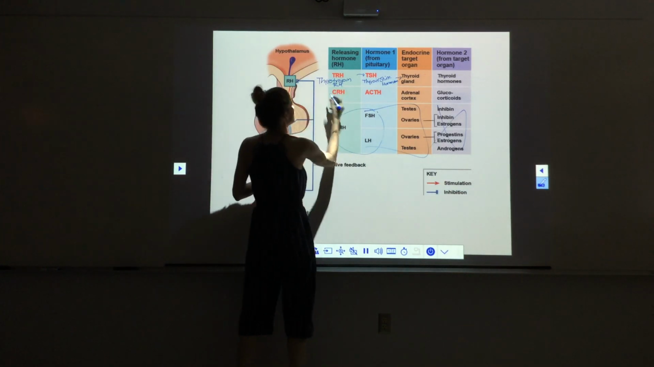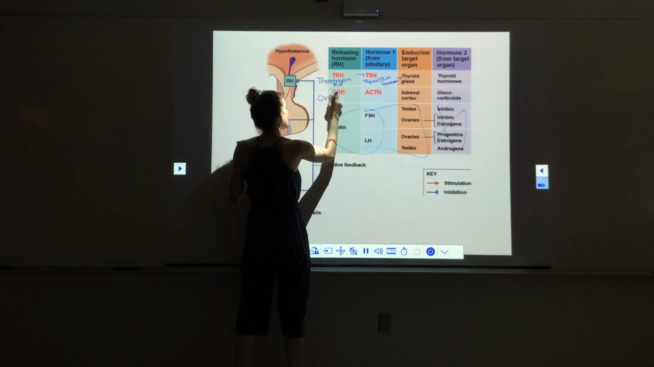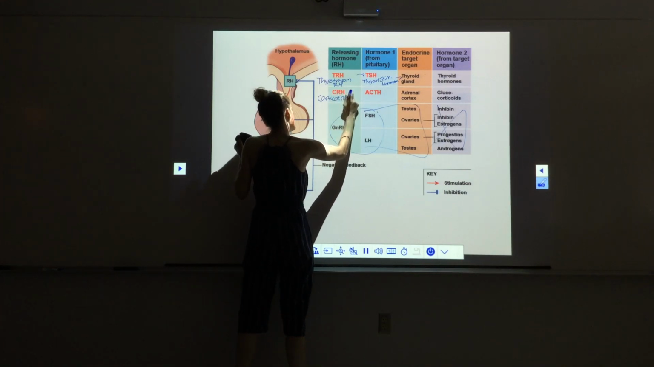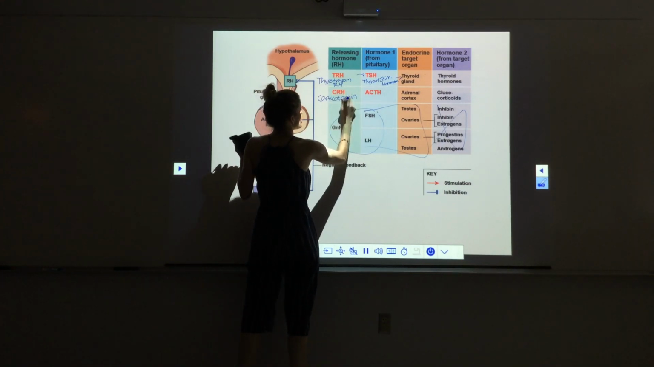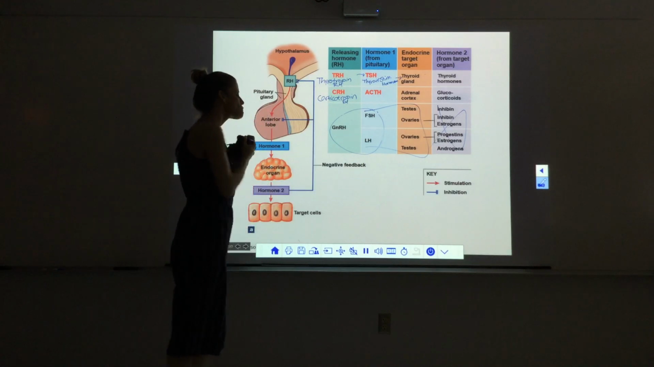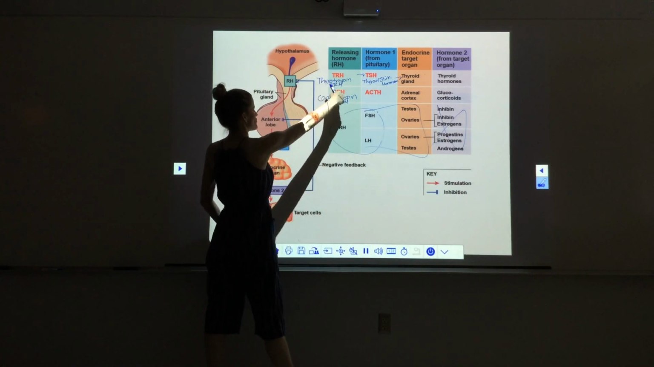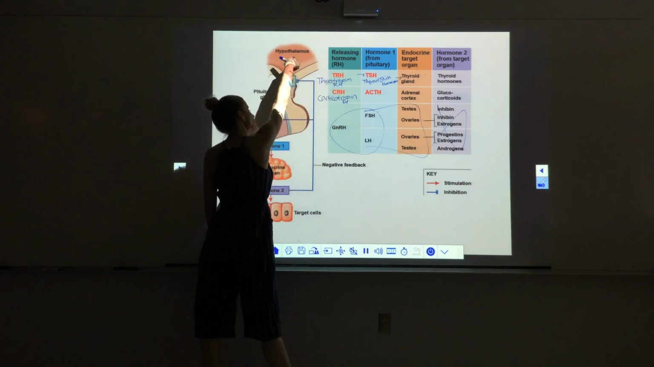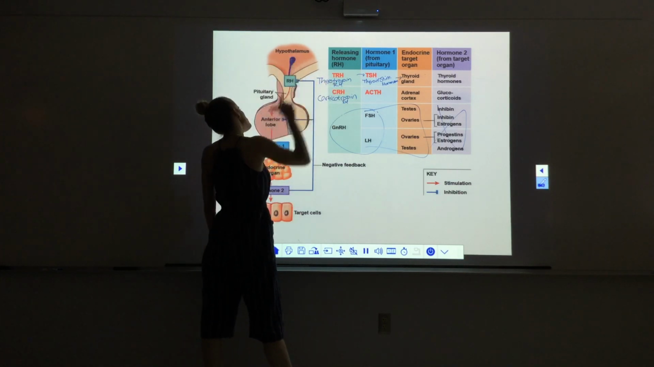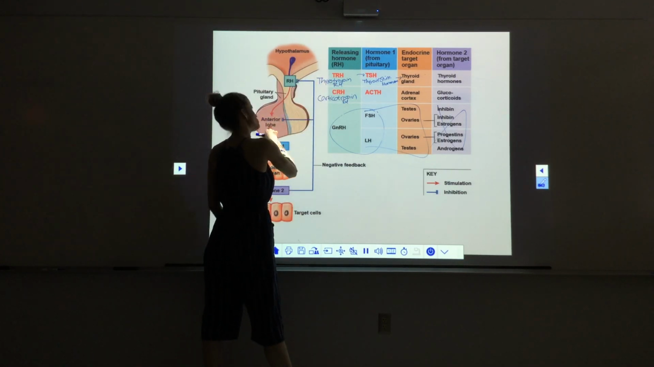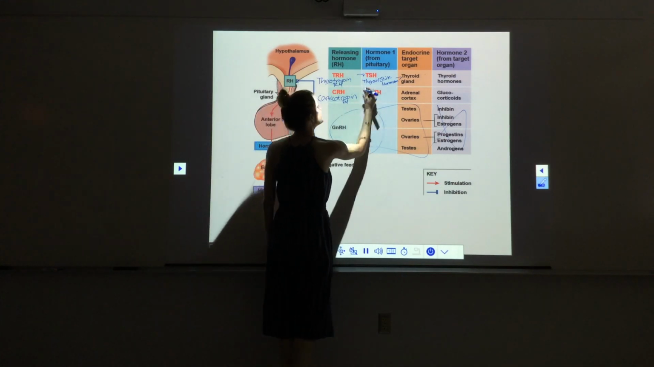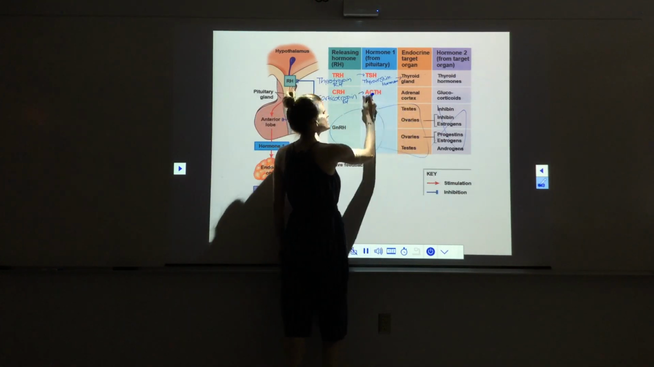This here, CRH, is corticotropin-releasing hormone. RH is just releasing hormone. That comes from what organ? Where does CRH come from? The hypothalamus. And where does it go? The anterior pituitary. And that tells the anterior pituitary to release ACTH.